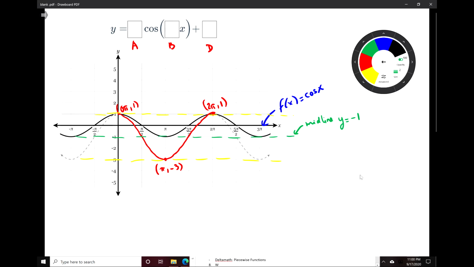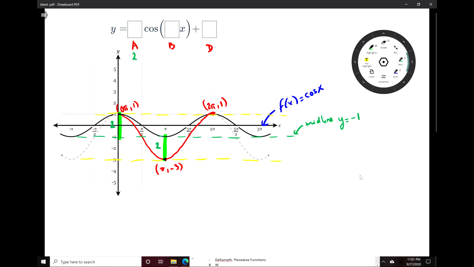And then my amplitude will be the distance from the midline to the maximum point, or the distance from the midline to the minimum point. We see the distance is 2. We will figure out whether we should put negative or positive, but right now we know the distance is 2. So a can be 2 or negative 2, and we will determine later.